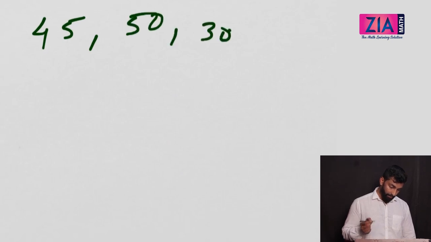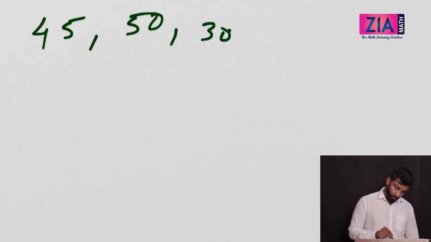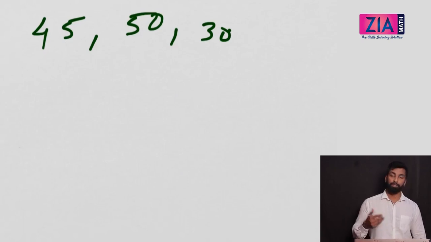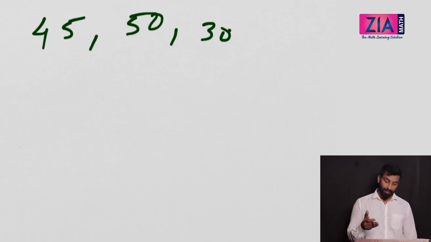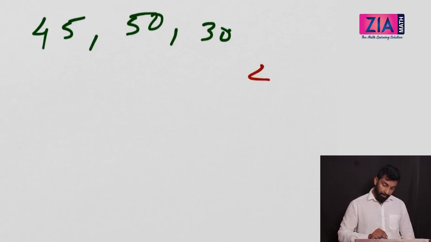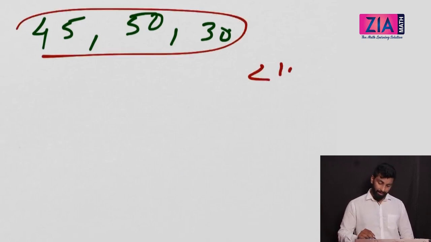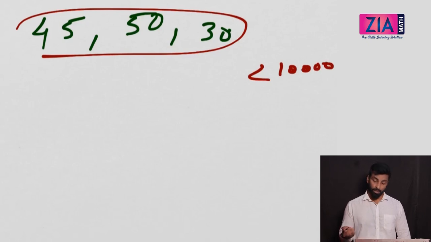Now in this question, what is asked to find out? Find the largest 4-digit number divisible by 45, 50 and 30. So what is the idea? In the previous question they told you less than 2000. Here it is less than 9999. So what we need to find is a multiple of these three less than 10,000 also, not a problem. So first you will find the LCM.